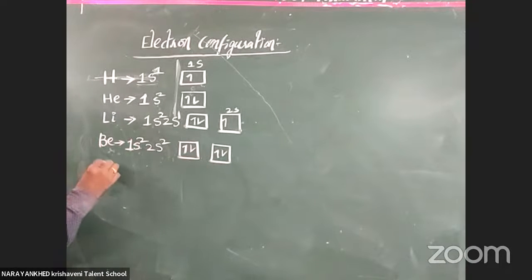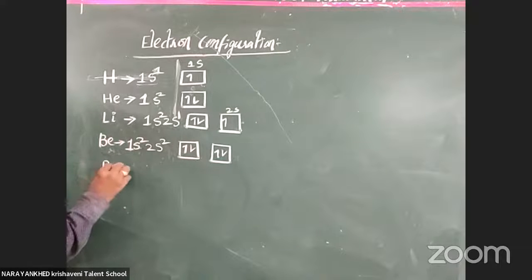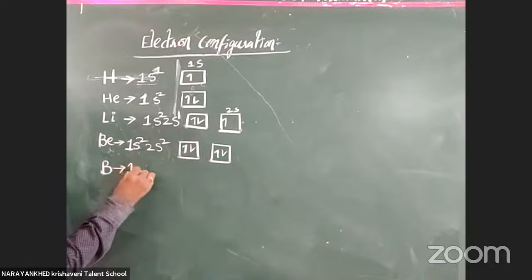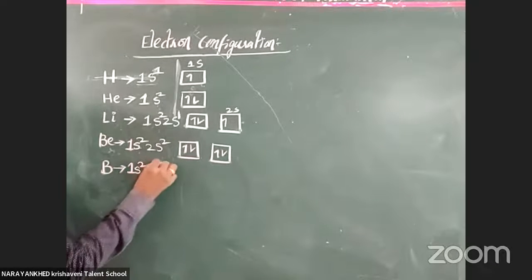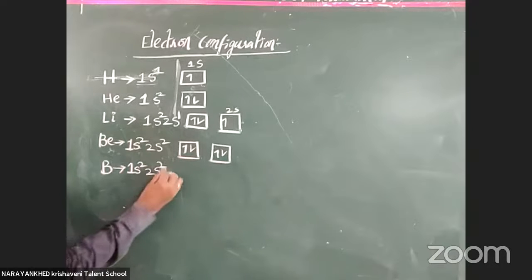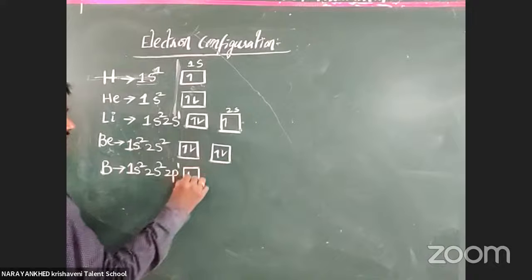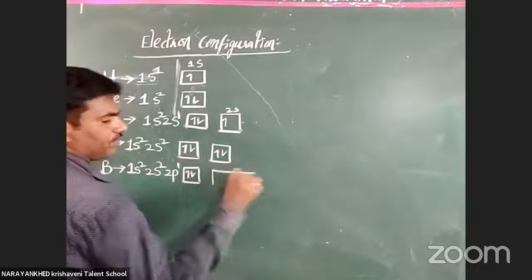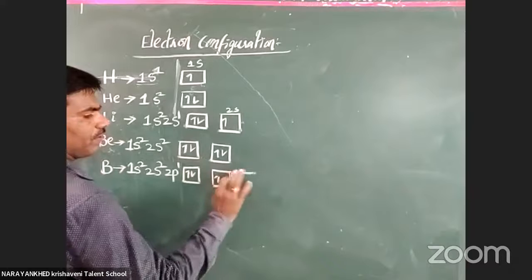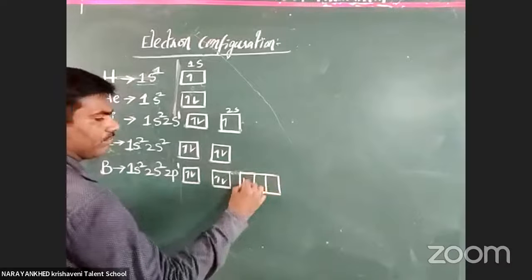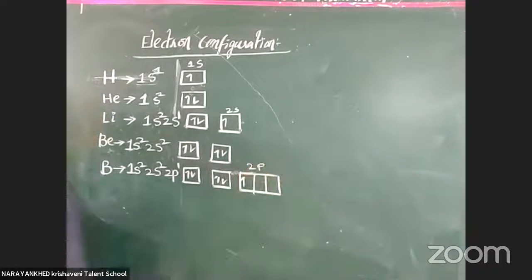Okay, and next, it is written like this. Next, after beryllium, boron. How we write it is 1s2, 2s2. Yes, completed. Now start with the 2p1. How we write it is like this. Next, the 2p started here. Got it or not?